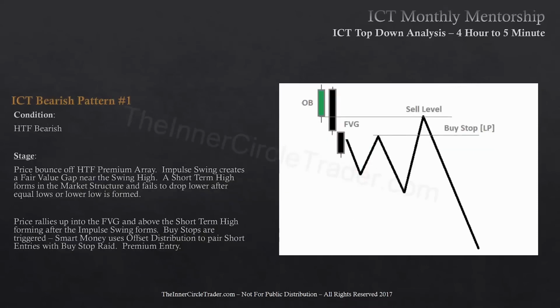Okay, this is ICT bearish pattern number 1, and the condition is obviously higher time frame is bearish, and the stage or pattern is this. Price bounces off of a higher time frame premium array. An impulse swing creates a fair value gap near the swing high. A short-term high forms in the market structure and fails to drop lower after equal lows or a lower low is formed. Price rallies up into the fair value gap and above a short-term high forming after the impulse swing. Buy stops are triggered. Smart money uses offset distribution to pair short entries with buy stop rate.